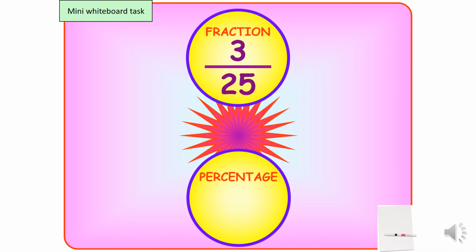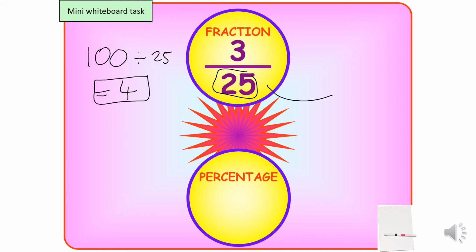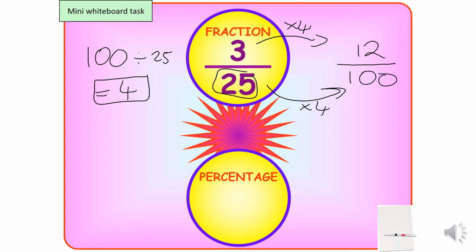Can you now have a go at converting this fraction into a percentage? Once you're finished, come back. Welcome back. On the left hand side, I'm going to do 100 divided by the denominator of 25, which equals 4. So we have found our multiplier. I'm going to multiply the denominator by 4 and the numerator by 4, and then I get 12 over 100. Again, our percentage is the number in the numerator, so our percentage is 12%.